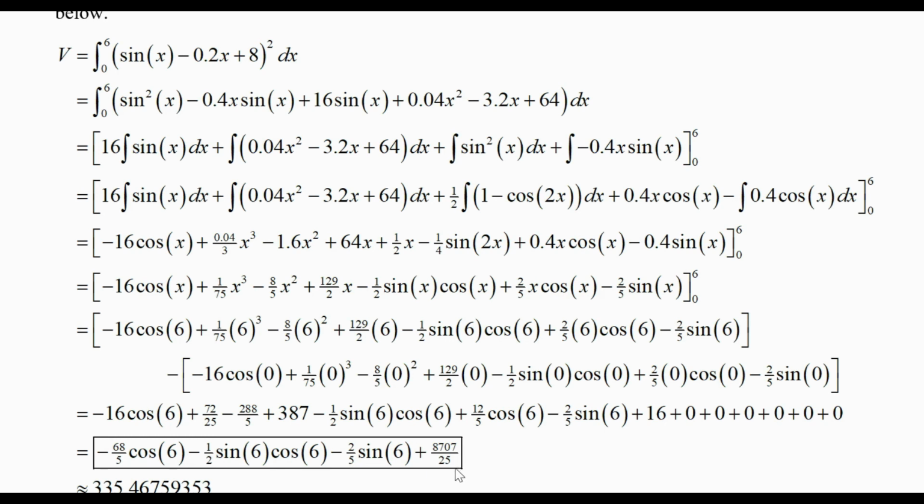That's 8,707 over 25 for an exact value of negative 68/5 cosine of 6 minus 1/2 sine of 6 cosine of 6 minus 2/5 sine of 6 plus 8,707 over 25, or approximate value of 335.467595353.